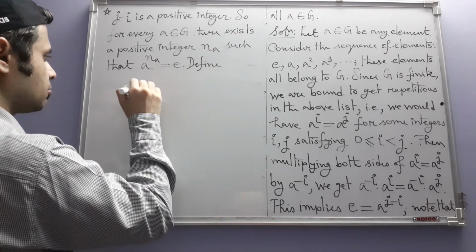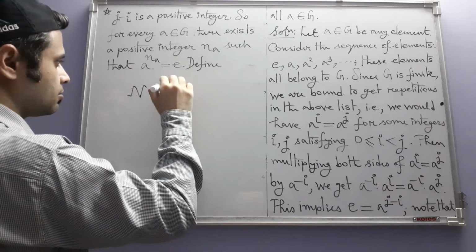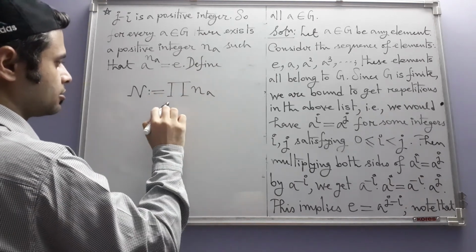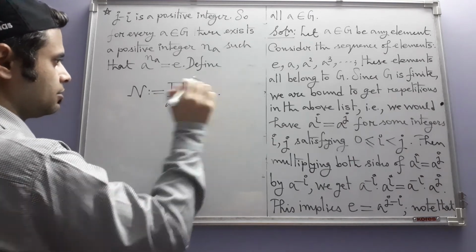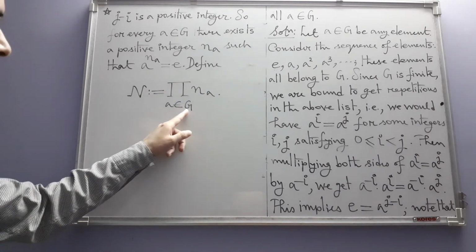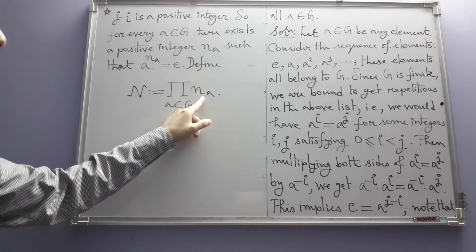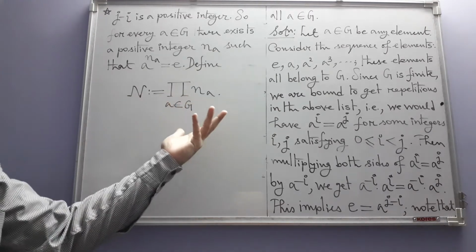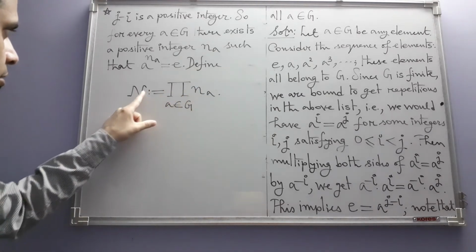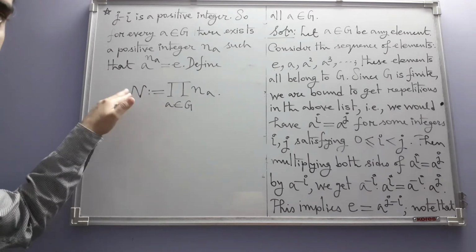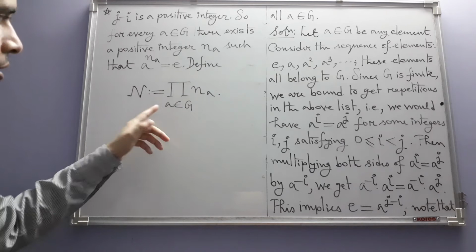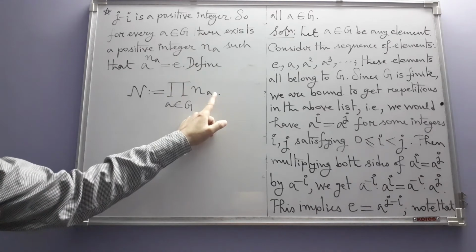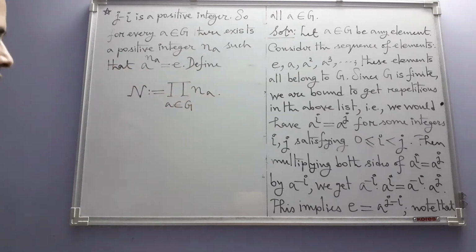Define capital N to be the product of all such integers as a varies over G. Keep in mind that this G is a finite group, so it's a product of finitely many positive integers. So it is, first of all, well defined, and then the fact that this capital N is again a positive integer. Had G been infinite, the question of convergence would have appeared here, but those are something else.